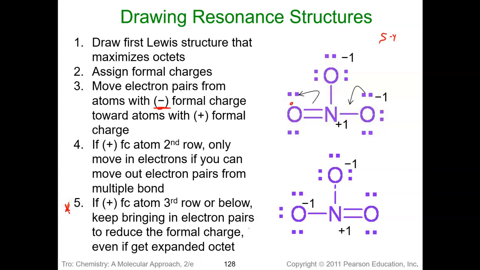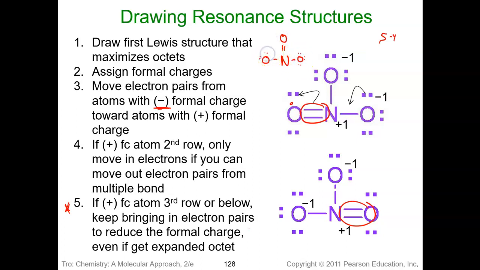If it's a third row or below, then you can keep bringing the electron pairs in until that formal charge gets to 0, even if you expand the octet. So nitrogen's in group 2, so we can't expand the octet. By the way, there's another structure we can draw here. Here's the double bond here, and here's the double bond here. We could have also moved the double bond here.